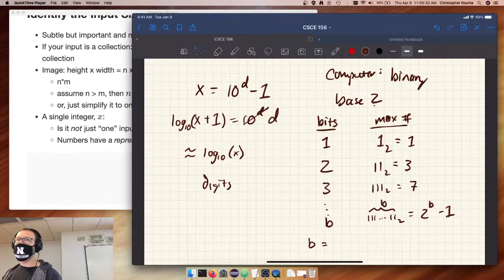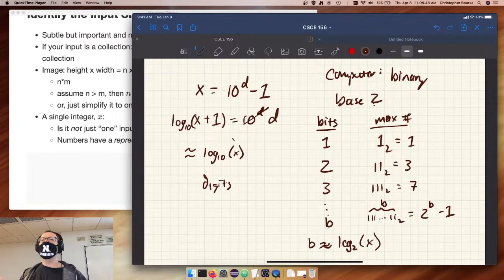All we have to do is the same math as over here, right? The same math, but the only difference is going to be what? Log base 2, exactly. Log base 2, and I'll go ahead and say that it's about log base 2 of x, right? In other words, the number of bits required to represent x in a computer.